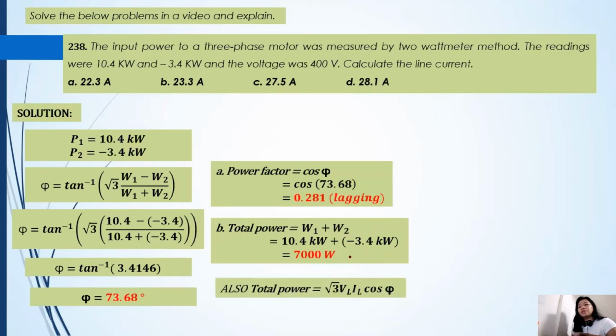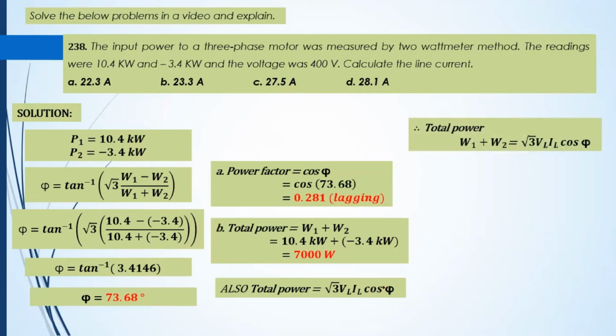So also, the total power formula is the square root of 3 times the line voltage times the line current times cosine phi. So that will be the formula we will be using in order for us to get our line current. Since the total power is equal to the power 1 plus power 2, and it is also equal from this formula, we'll just equate here. So total power is 7,000.